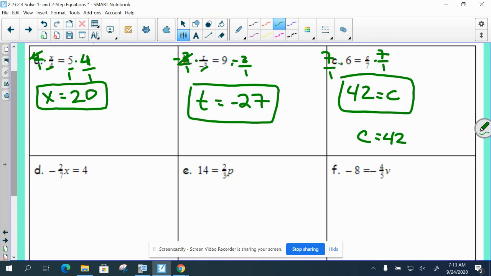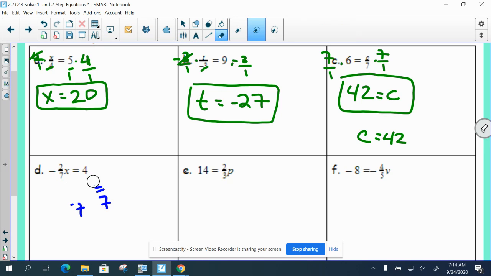All right, so let's look at D through F. What do you notice about D through F? Specifically, what kind of number is being multiplied by the variable? You see a fraction, negative 2/7, 2/3, and negative 4/5. So how do you get a fraction onto the other side? Well, some of you might be thinking, okay, well, if you're multiplying by a number, then you have to divide by the number. So divide by, don't write this down because this is wrong, negative 2/7. Well, not that the dividing by negative 2/7 is wrong, but it's just not the most efficient method.